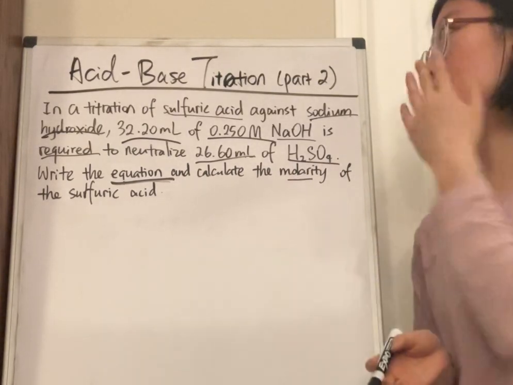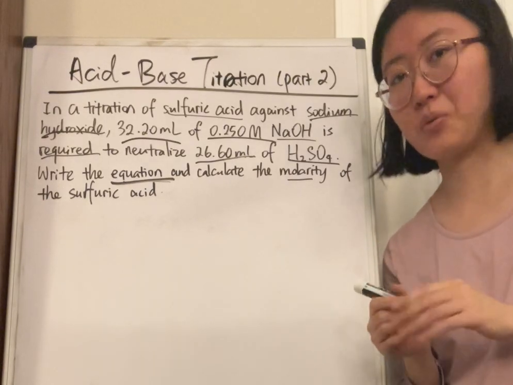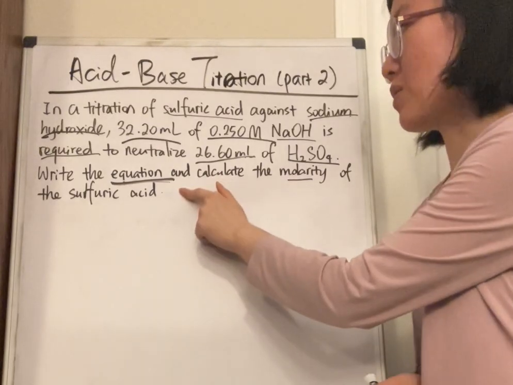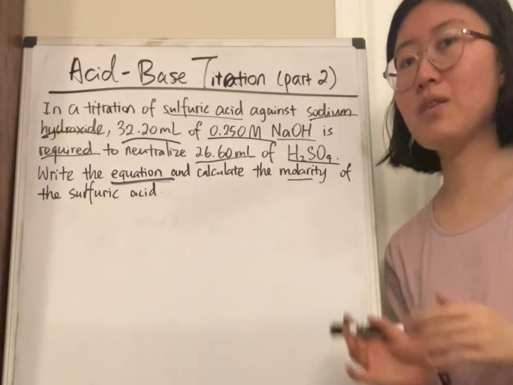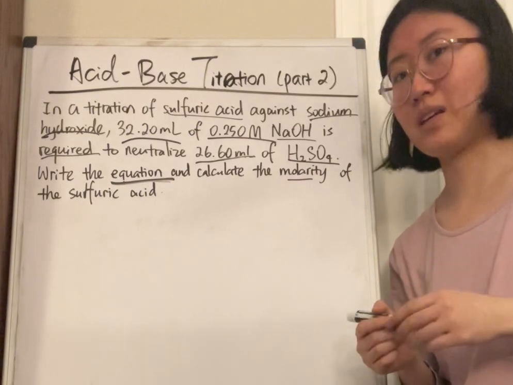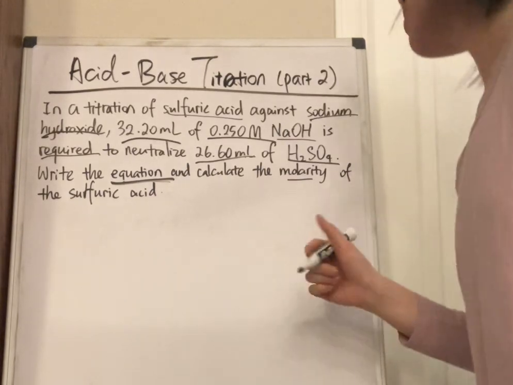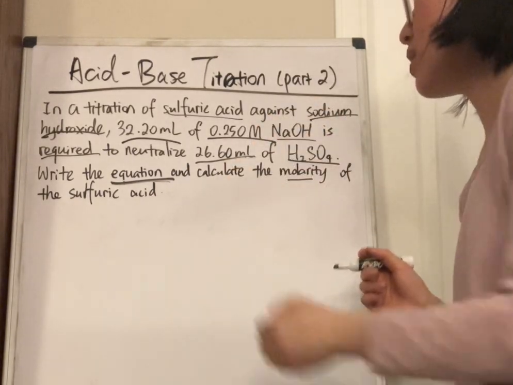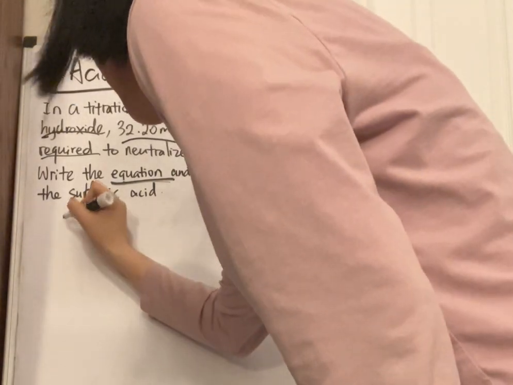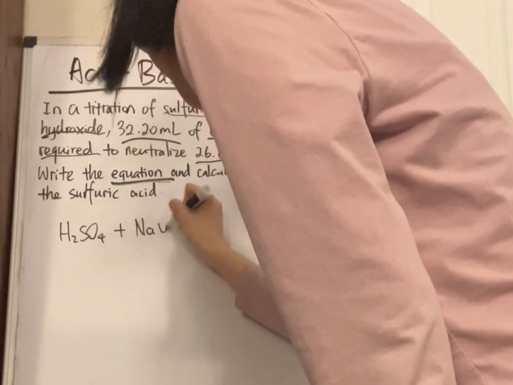Okay, so for all titration problems, the first thing you have to do is write out the balanced equation. It's very important. For this question, it's also given to us that you have to write out the equation, but even if it didn't ask you for it, you need it for your further calculations and analysis. So let's do that. Two reactants are given to us here, sulfuric acid and sodium hydroxide. So let's write this out. It's going to be H2SO4 plus NaOH.